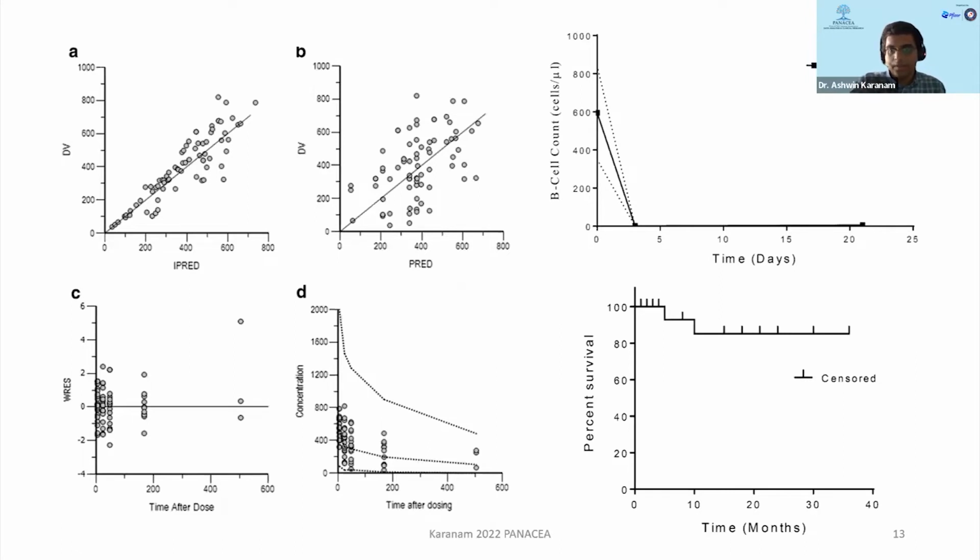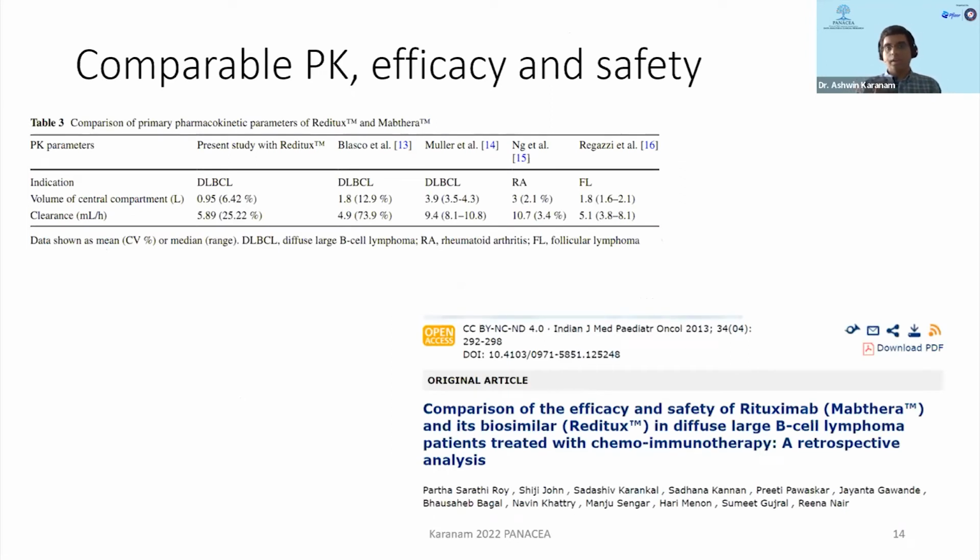This is results from our study. On the left, it is the POP-PK model. The top right is the B cell count, where you can see it's completely depleted within the first dose. And on the bottom right is the survival data. It's a Kaplan-Meier curve. Okay, so this is what I was trying to get to: you look into the literature and you identify what innovator data is available. And that's exactly what we did.